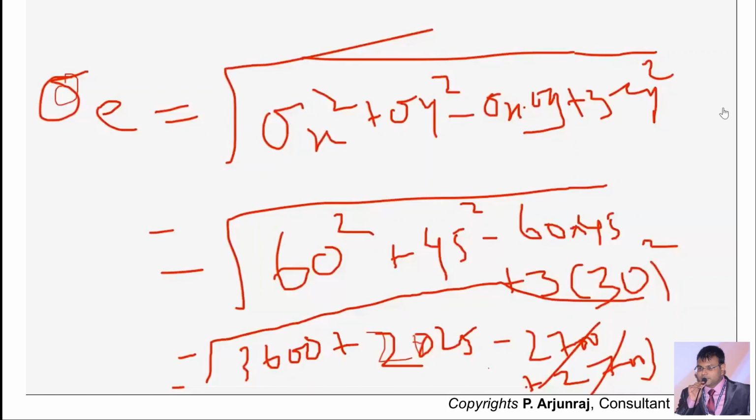Now again we need to go for a factor of safety. So you know this factor of safety again is the ratio between yield stress to the equivalent stress. So yield stress is going to be 353 divided by 75. Here the value is going to be 4.7. Okay. So let us solve the last part of this problem.